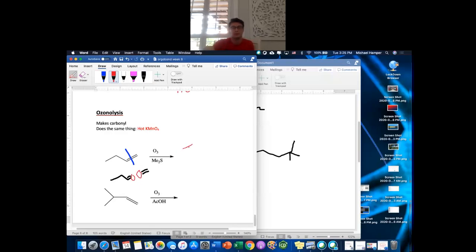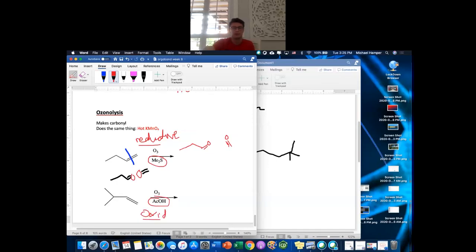So the two products you're going to get from this are simply carbonyls. And that is ozone with dimethyl sulfide. And in case he throws it out there, this is a reductive reaction. If you have ozone with H2O2, it is oxidative.